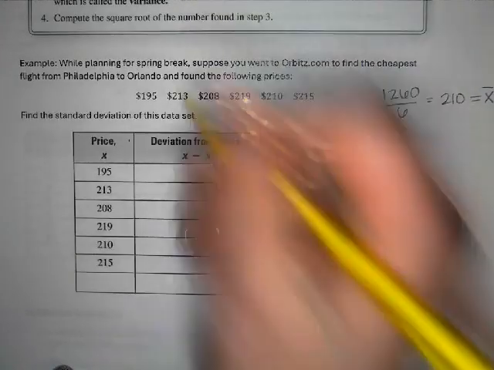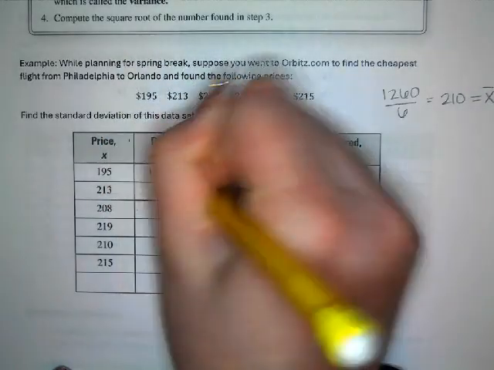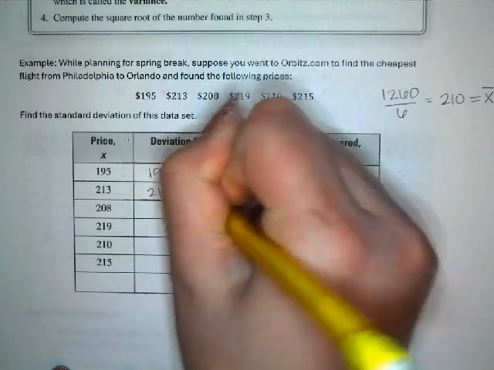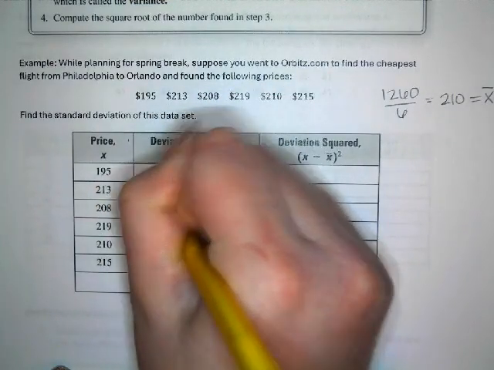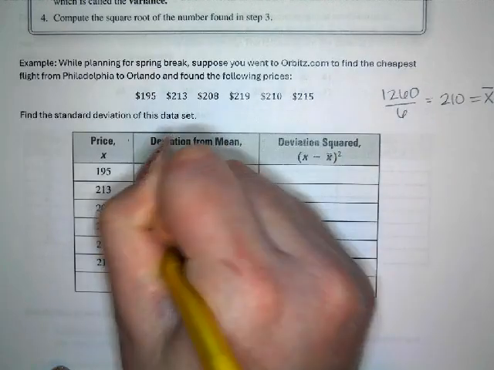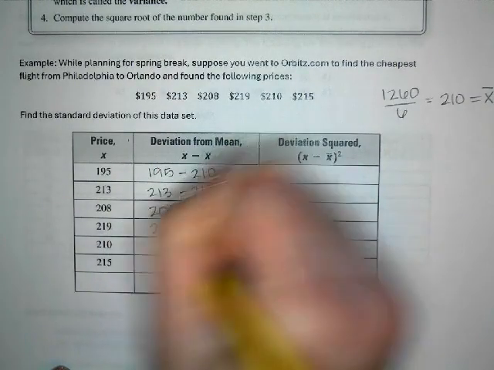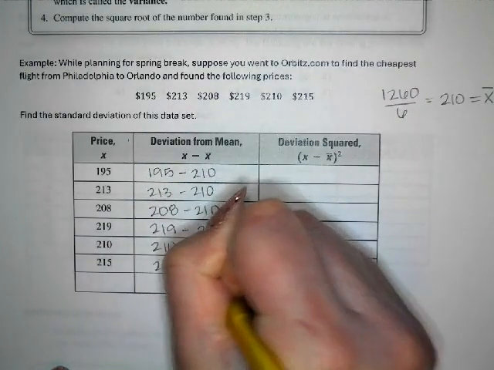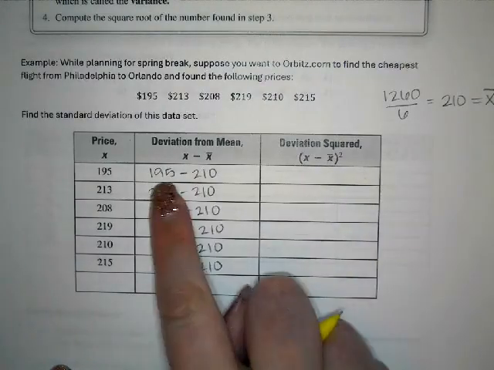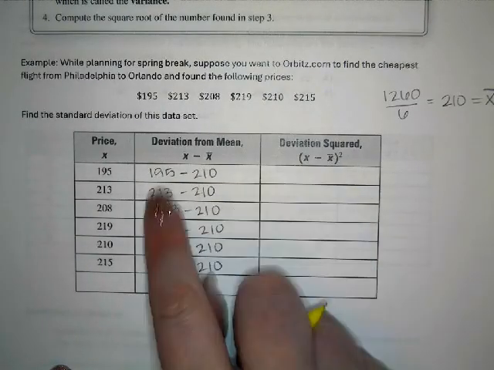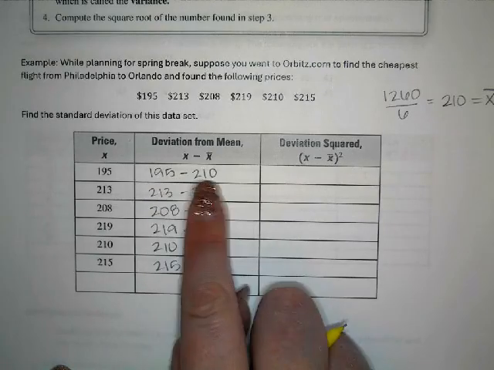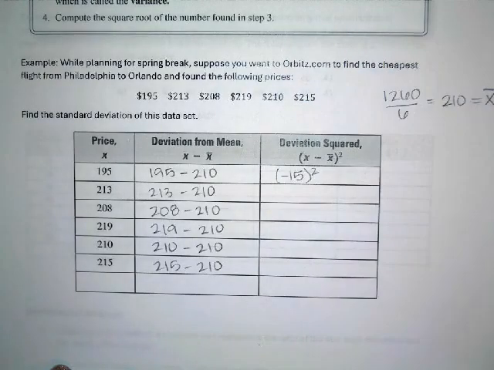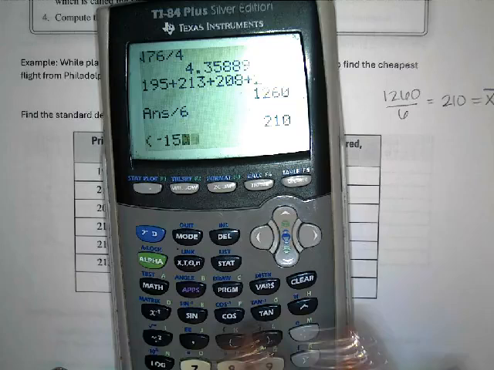And now I'm going to do the data value minus 210. 213 minus 210. 208 minus 210. 219 minus 210. 210 minus 210. 215 minus 210. Now I'm going to take the difference and I'm going to square it. So 195 minus 210 is -15 squared, and -15 squared is 225.